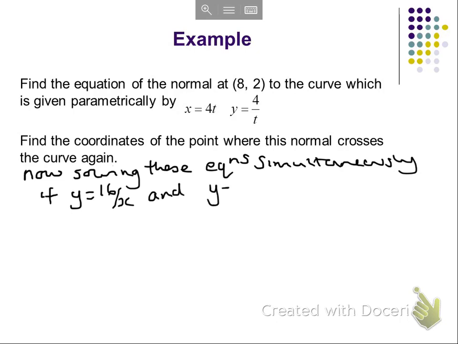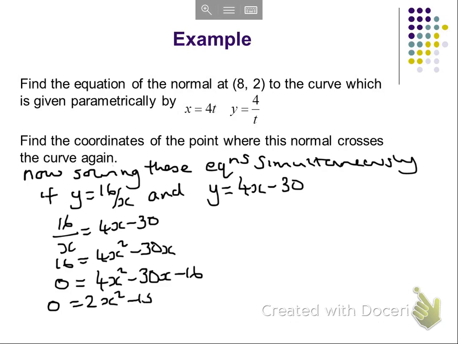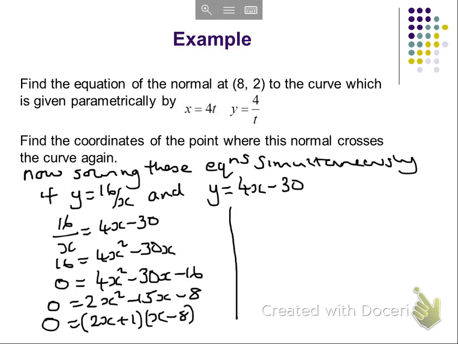So if y equals 16 over x and y also equals 4x minus 30, we can say that 16 over x equals 4x minus 30, and we're going to rearrange this to give us 16 equals 4x squared minus 30x. So 0 will equal 4x squared minus 30x minus 16. And I'm then going to divide through by 2, and this will give us 2x squared minus 15x minus 8, which I can factorise down to give us 0 equals 2x plus 1 and x minus 8. So this means that x will equal 8, which we have already been given in the coordinate 8, 2, or x equals minus a half.